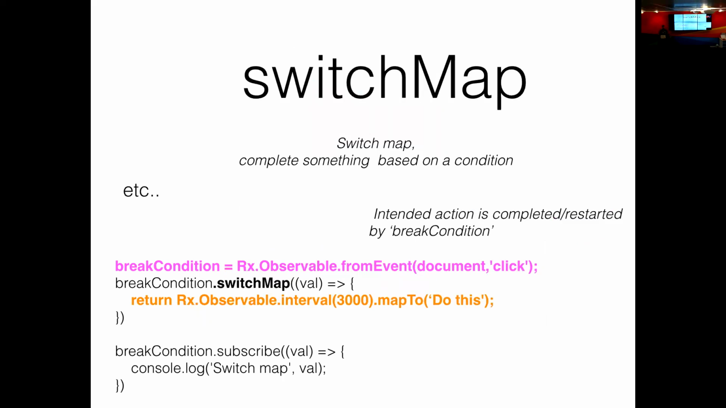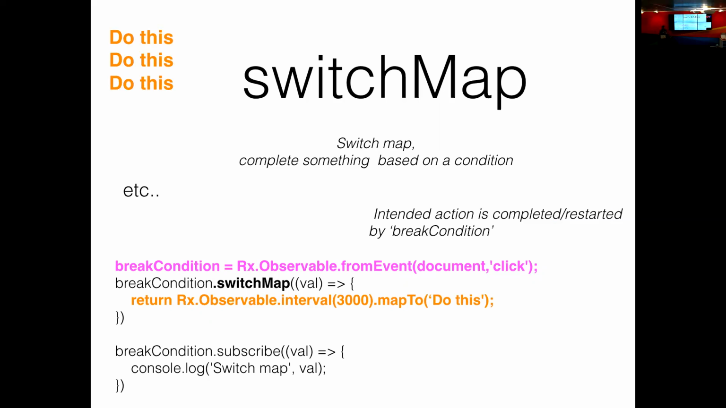Switch map. This one is really important. This is one of the few core operators that you really need to listen to. If you understand how this one works, you can do anything. The rest of the operators are just handy. This is one of the core operators for a reason. So here we have defined first off a break condition on a document click. And this means that what's happening inside of this is what's going to happen until a break condition happens.